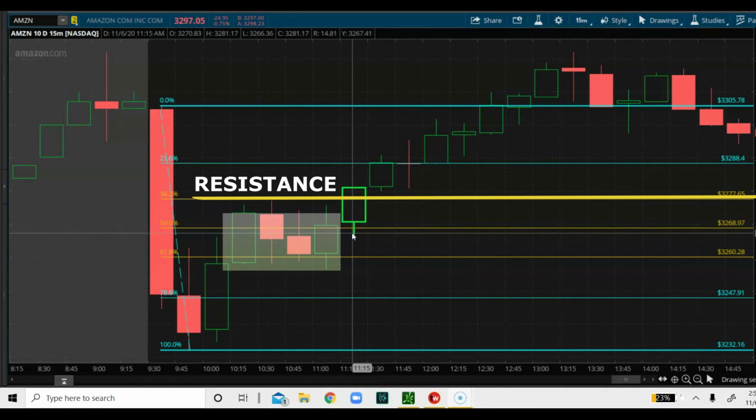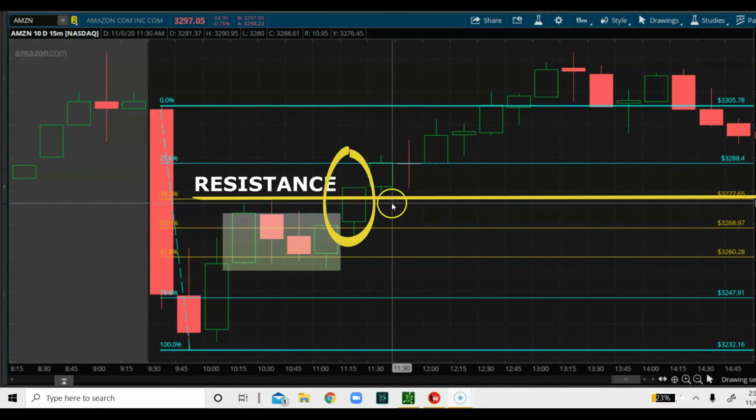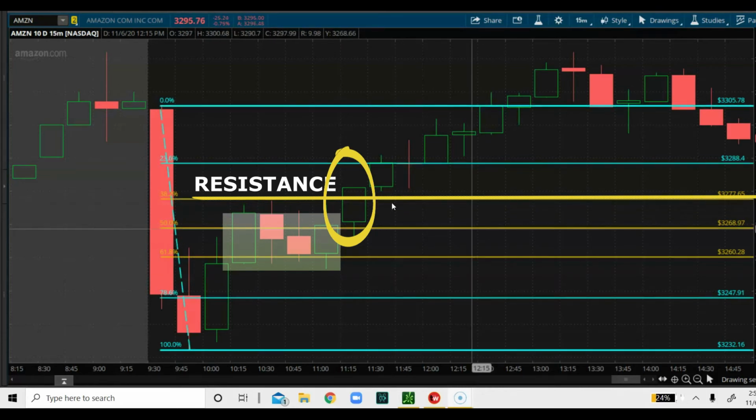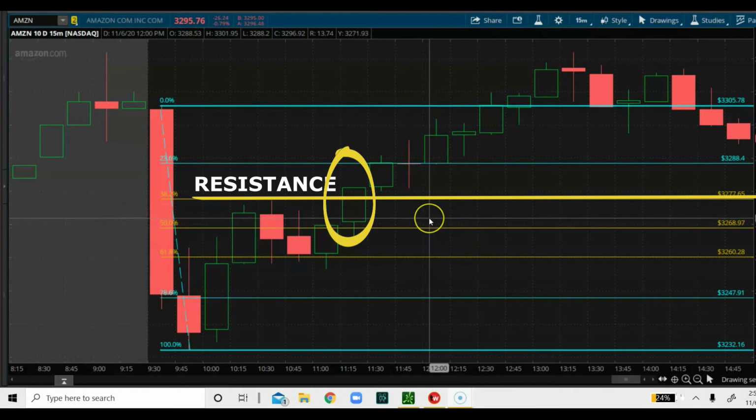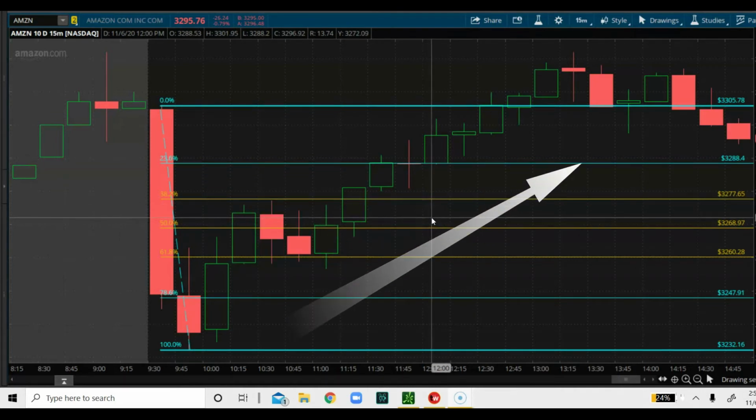As soon as this candlestick breaks through the 38.2% Fibonacci line, which has been acting as resistance, we see this massive increase in price action to the upside.